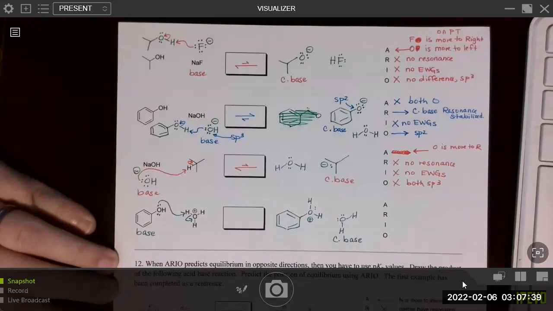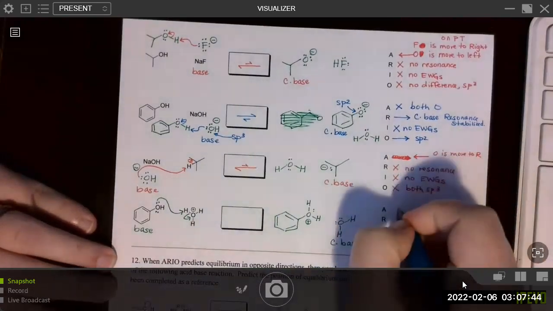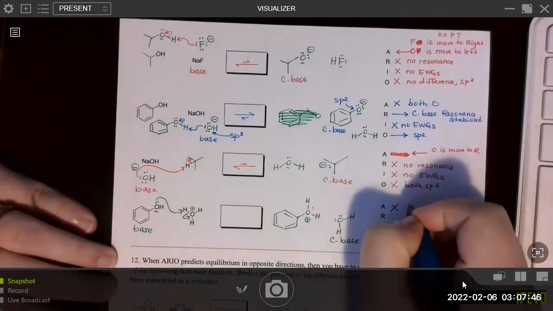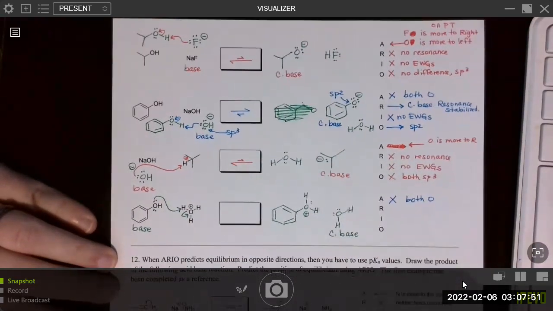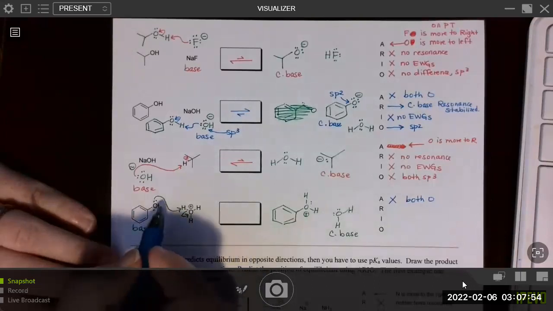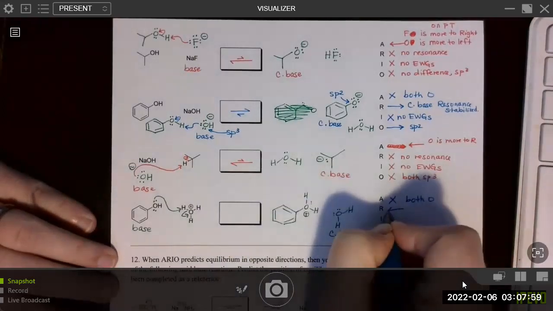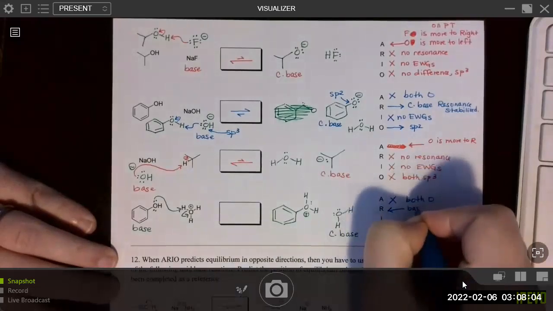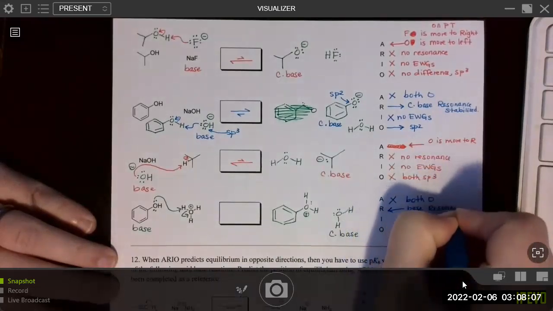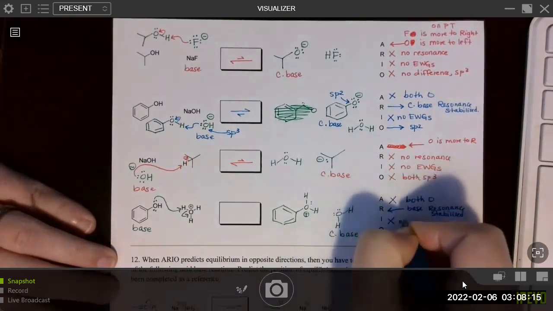So what's the difference here? Well, there's no difference in the atom, because they're both oxygen. What about resonance? Well, this phenol's oxygen has an allylic lone pair. So there's resonance, which makes it more stable. And so we'll say base resonance stabilized. What about induction? No induction.